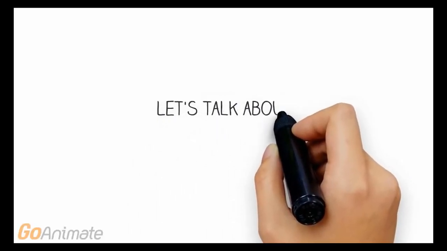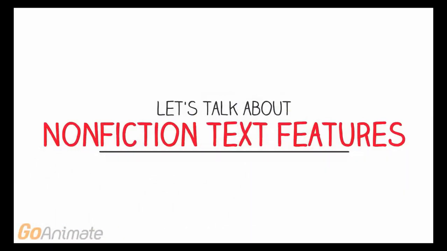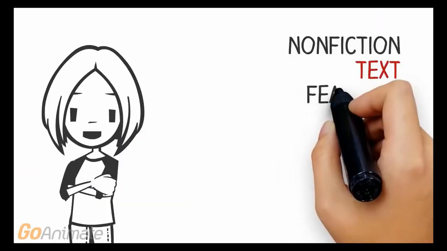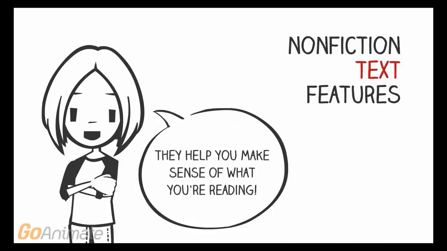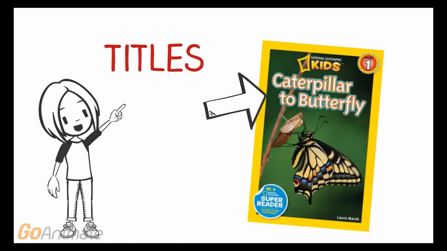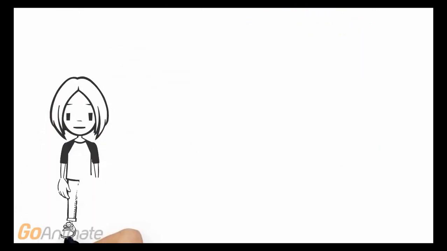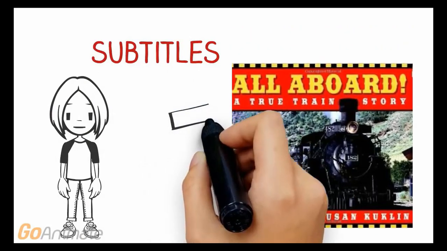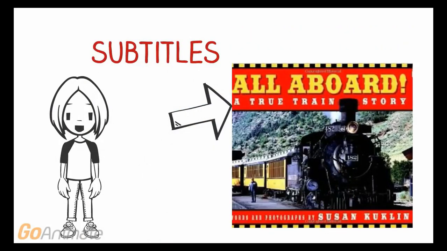Let's talk about nonfiction text features. Text features are the things found in nonfiction materials that help you make sense of what you're reading. These text features can also help you decide which pieces of information are the most helpful to you. Titles are usually located at the top of the page or front cover. They tell you what the book, article, or chapter is called. Some books and articles have subtitles. The subtitle gives more information about the title.